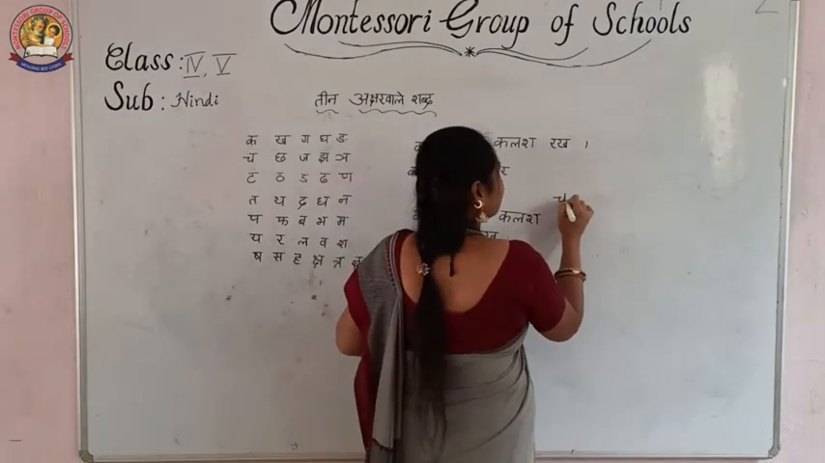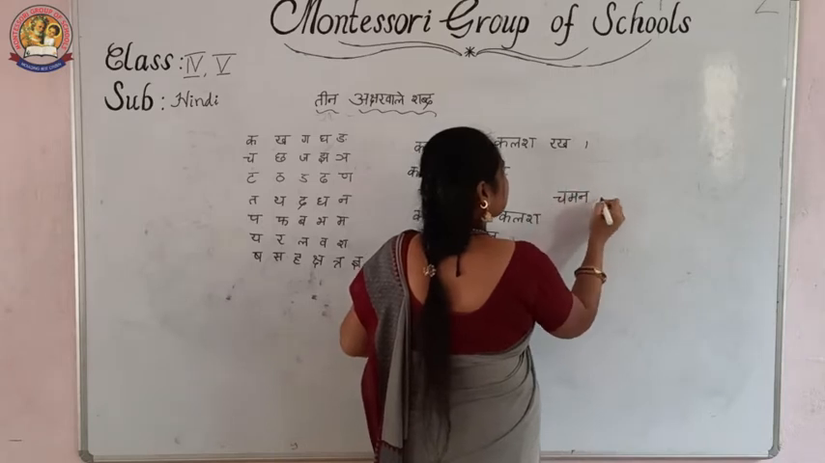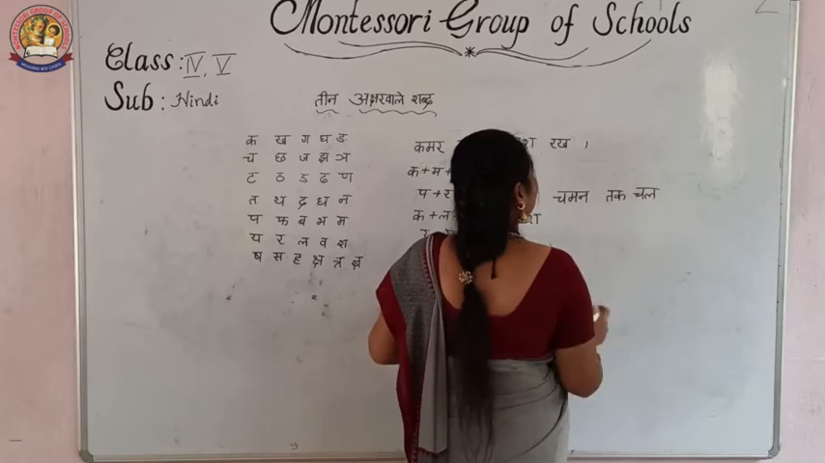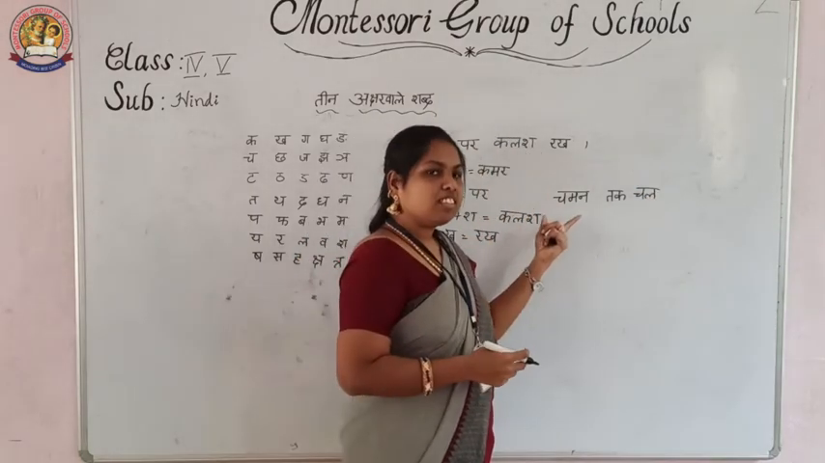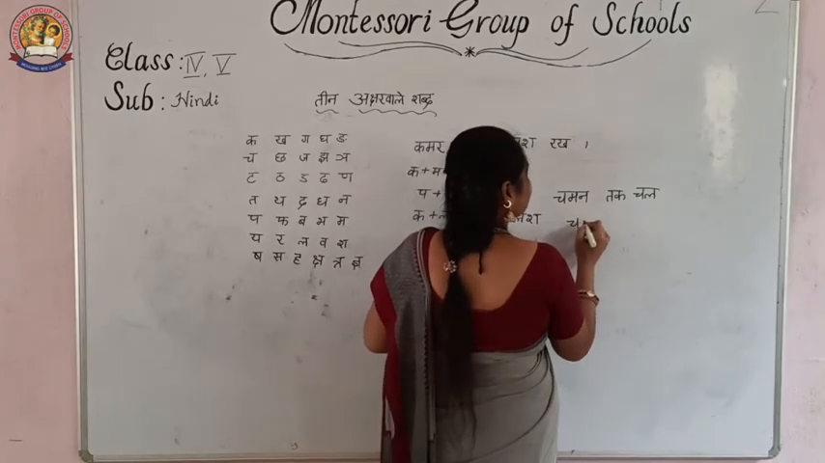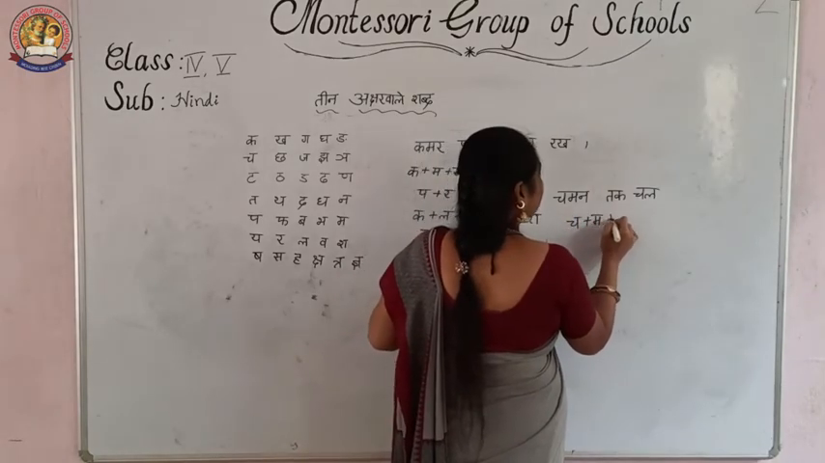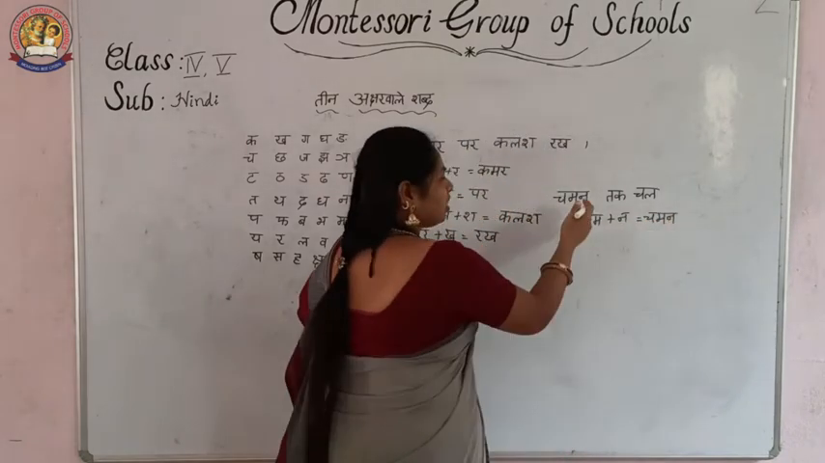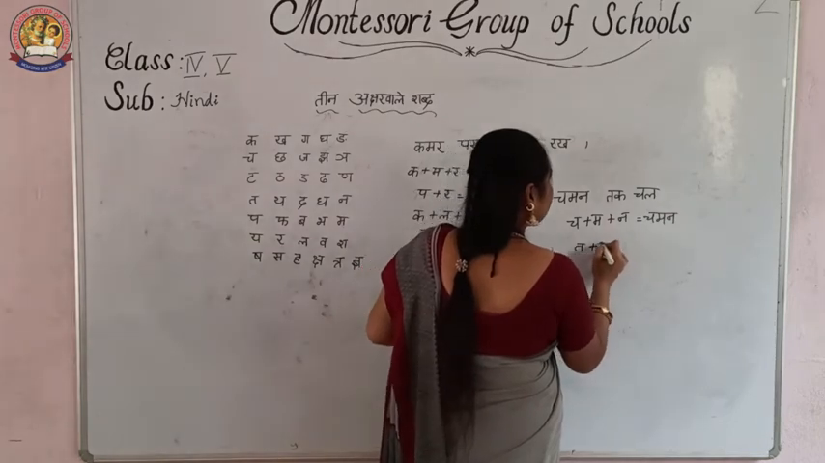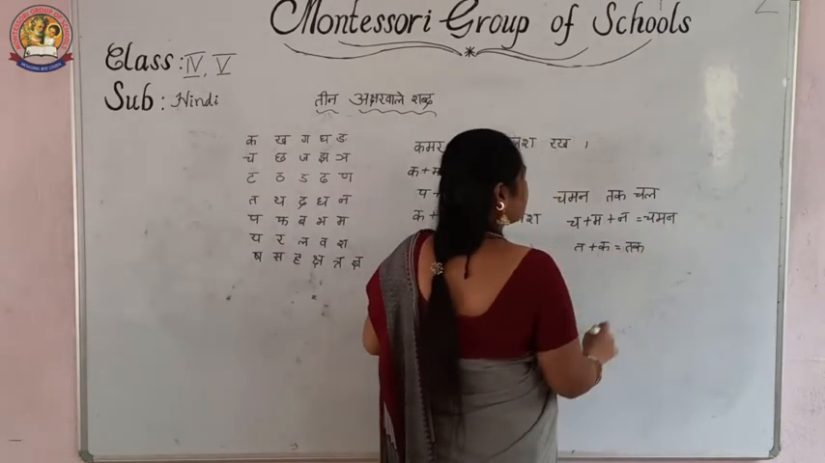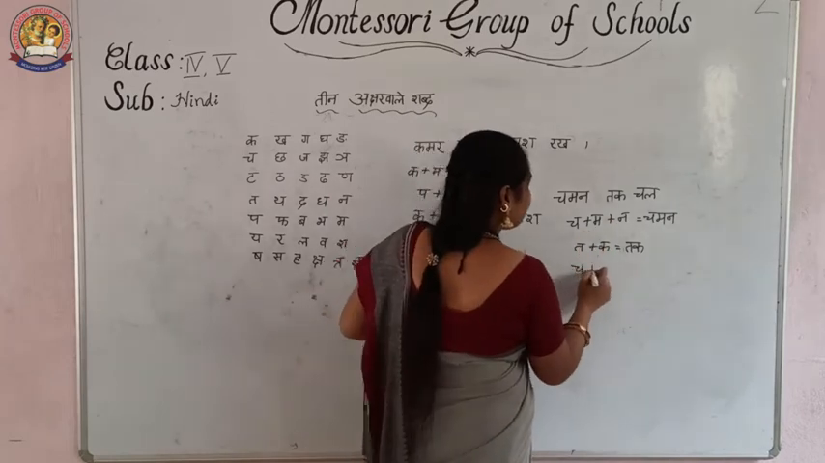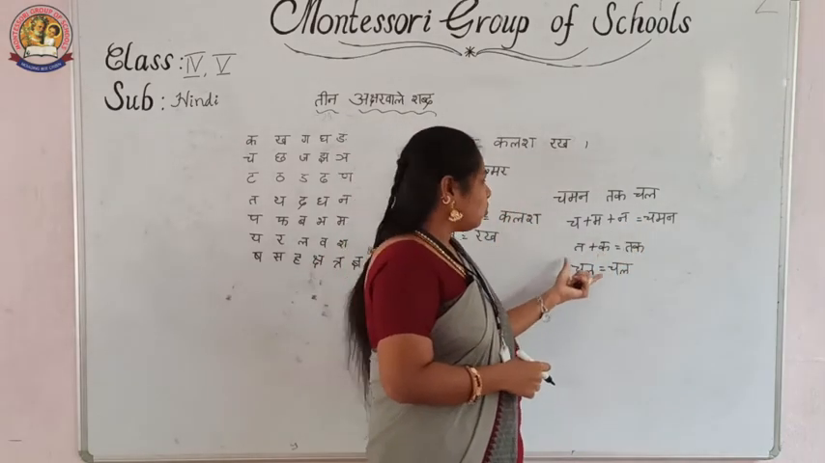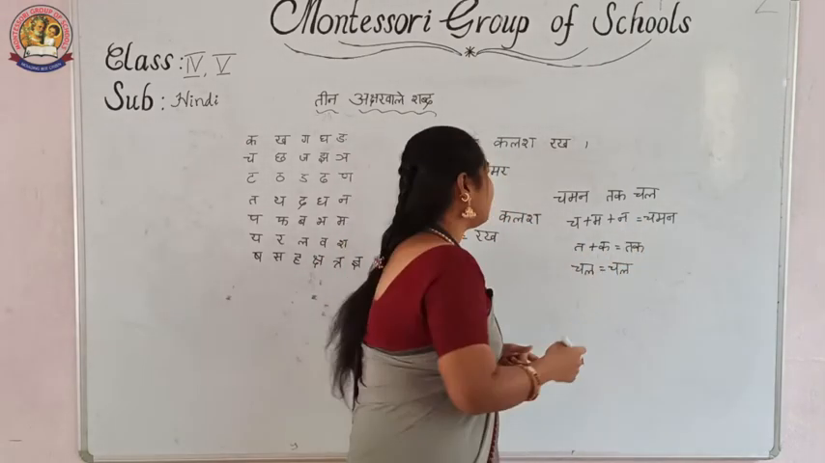Then another one. See, easy method. What are the letters in that one? Cha plus ma plus na is equal to chaman. Ta plus ka, tak. Then cha plus la, chal. Chaman tak chal. Walk to the garden. Chaman tak chal. The next.